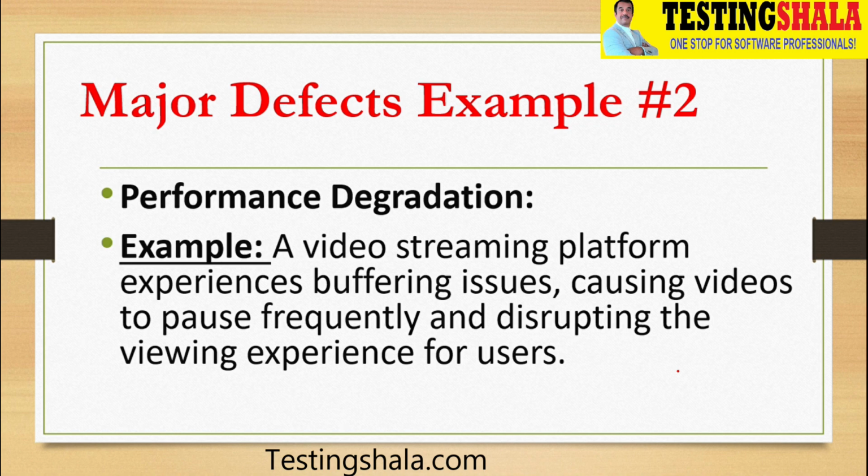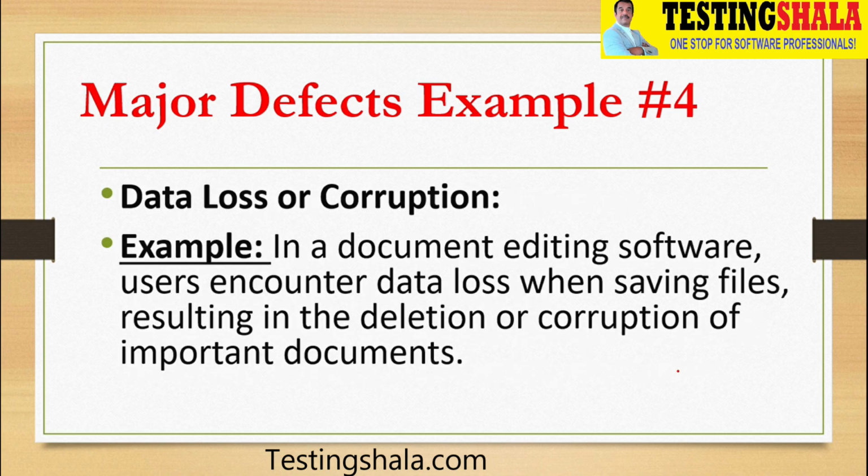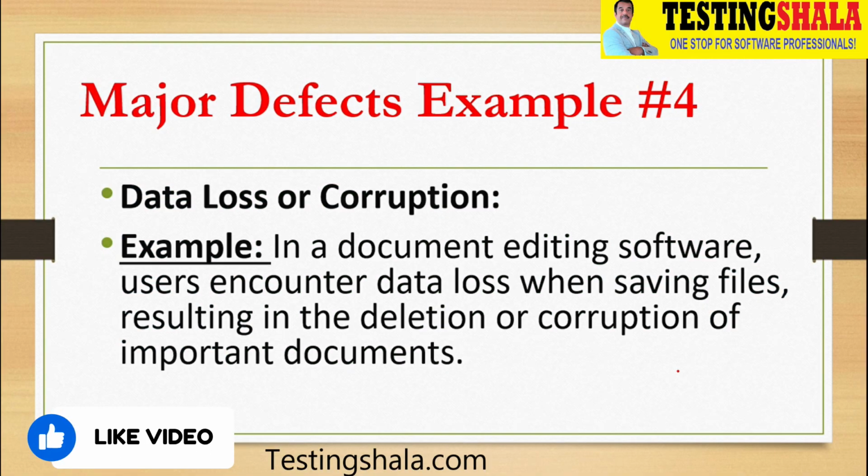And the next example is user interface inconsistencies. In a web application, an email client, the layout of email varies inconsistently between different email threads, causing confusion for the user. Even in that situation you should log under major. And if there is data loss or corruption, even that time we should log this defect under major. If there is a deletion or corruption of important documents, definitely we should log under major defects. Sometimes we should log under critical as well, because loss of data is happening. Based on the impact, we should log either under critical or major.